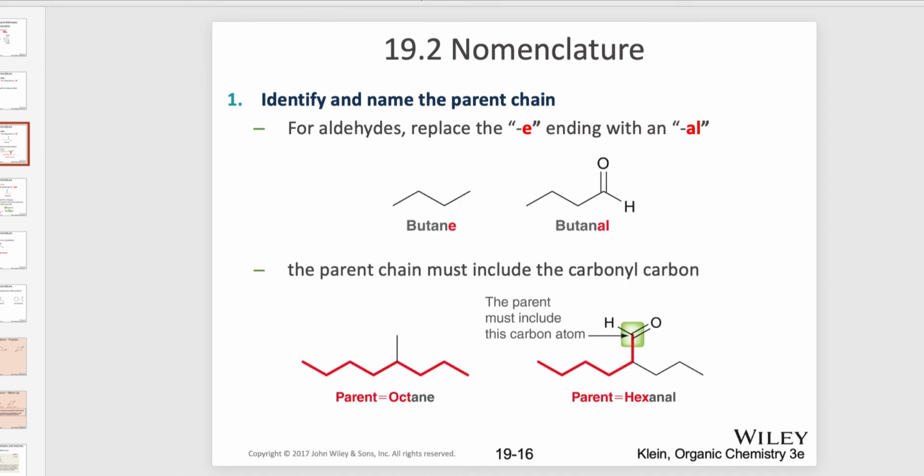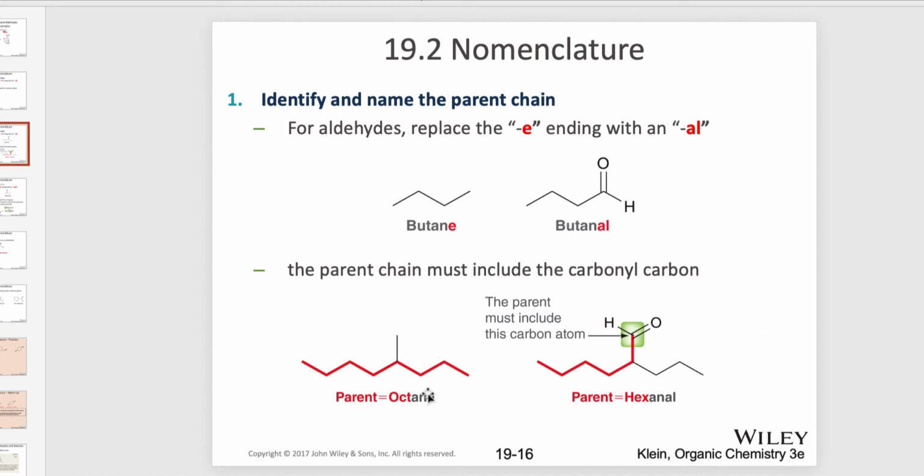On the next slide, here we now have the example. Here's butane, 1, 2, 3, 4. Here's butanal, 1, 2, 3, 4. And at the end, there's a carbon-oxygen double bond and a hydrogen. That's your typical aldehyde pattern. The parent chain must include the carbonyl group.